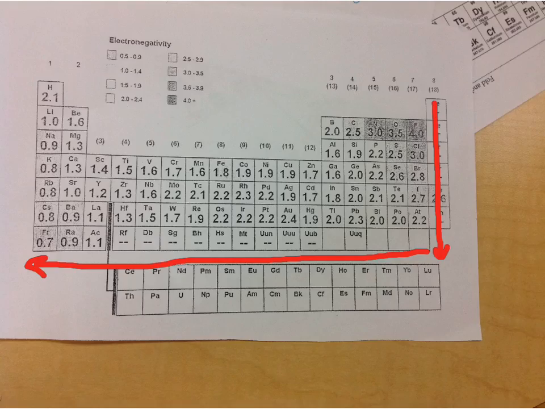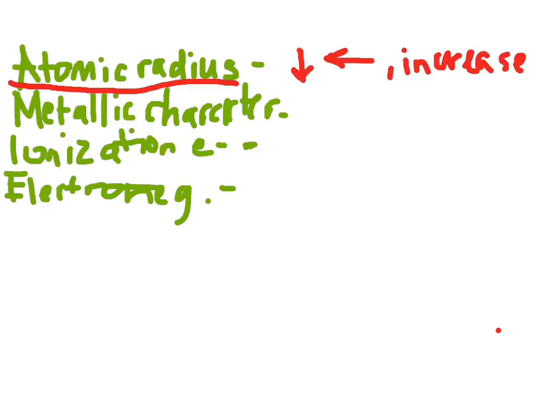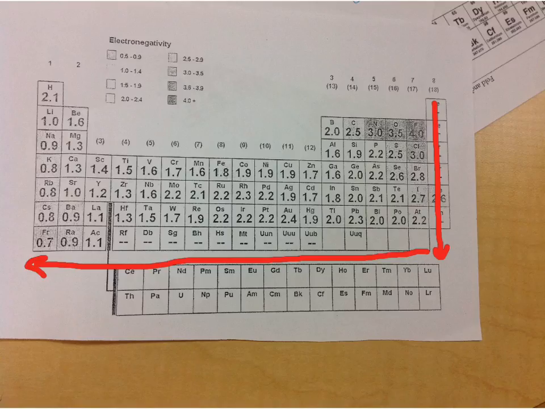Alright, so the next one I'm going to do in blue, which is the metallic character. And this one's kind of easier because you know that these are your metals and that over here are your non-metals with oxygen and nitrogen. So this one's pretty easy because, as you can tell, the metallic character increases also down a group, but decreases across a period.